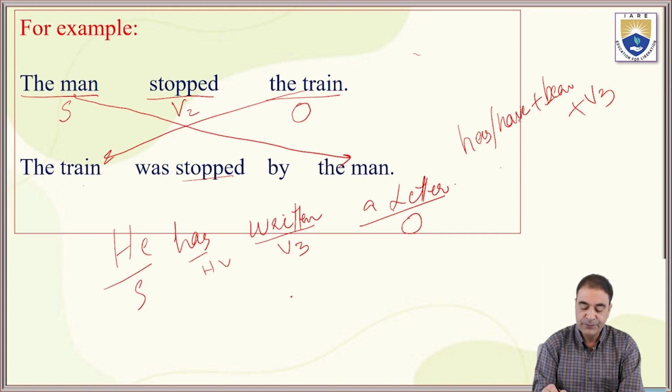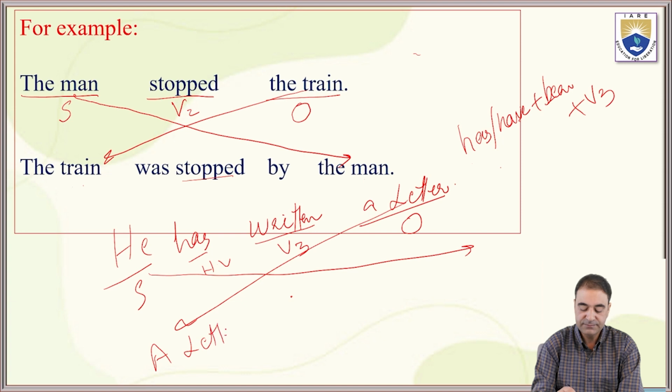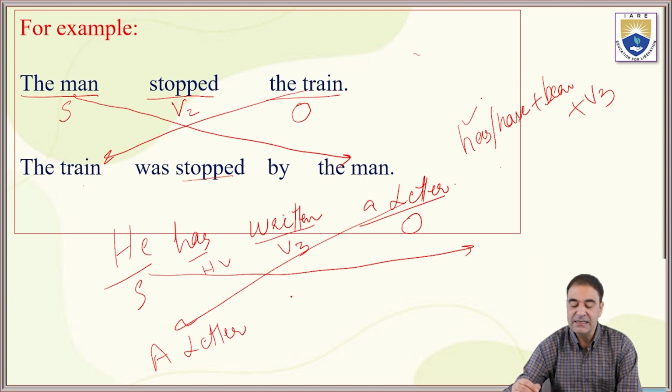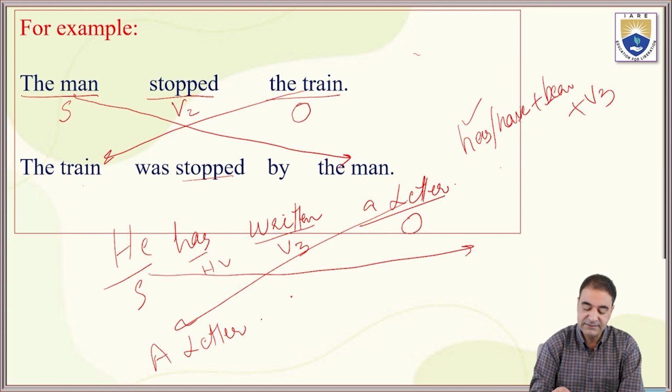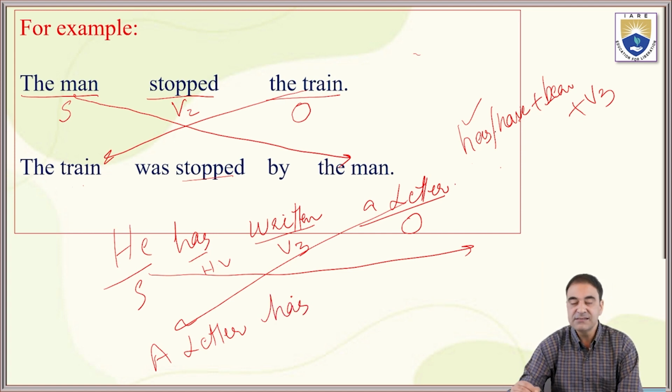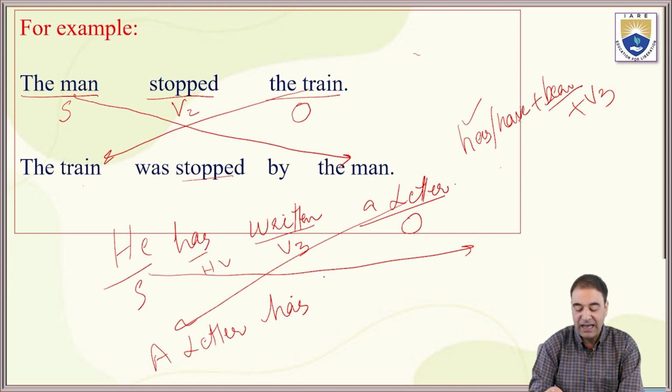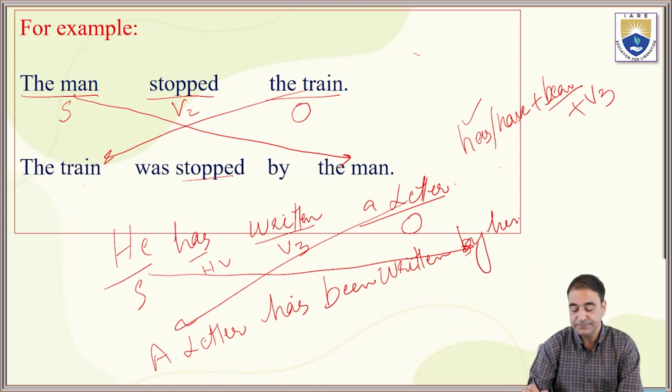Now, first, interchange the place of subject and object. A letter is singular, and with singular we use has, not have. Therefore, a letter has. Has must be followed by been. A letter has been, then verb in third form, written. Again, this is verb in third form. A letter has been written by him.